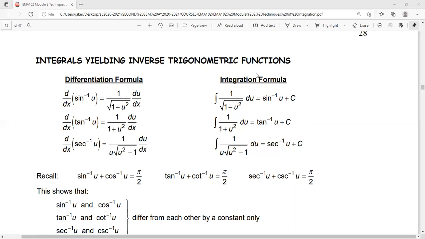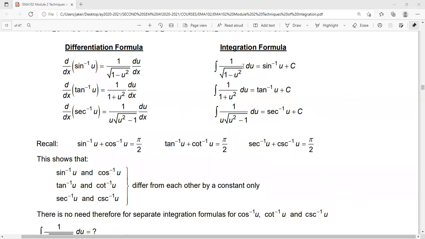Now, why I say these are the 3 main formulas, and you don't seem to be given here the integrals yielding the arc cosine, the arc cotangent, and the arc cosecant, right? It's because whenever you already know the integral of this expression and this expression, using the identities that were shown to you in your trigonometry in high school, you can already determine the arc cosine, the arc cotangent, and the arc cosecant. You can see in here that the thing that separates the arc sine and the arc cosine is a constant, which is equivalent to pi over 2, or 90 degrees. The same thing with the arc tangent and the arc cotangent, a pi over 2, or 90 degrees as well. Same thing with the arc secant and the arc cosecant, which is pi over 2.